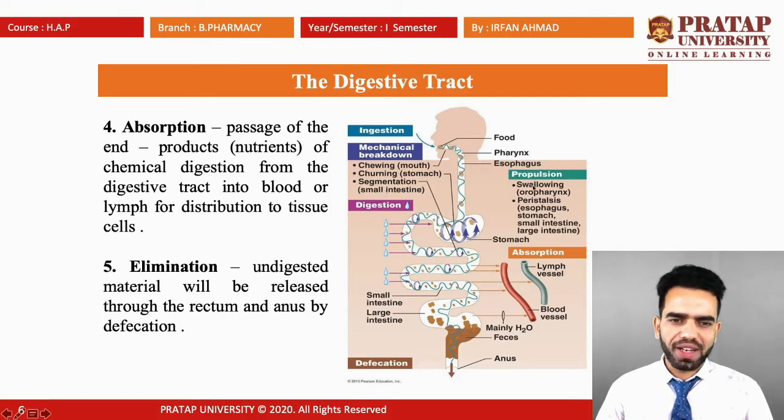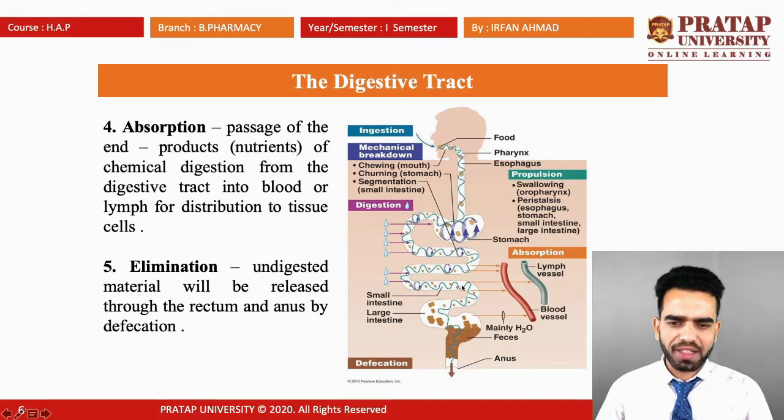Propulsion means swallowing via oropharynx, peristalsis by oesophagus, by stomach, by small intestines, by large intestines. So what peristalsis is? These are the zigzag movements which propel the food from one point to another point. Okay, so this is propulsion that occurs with the help of the peristalsis. Okay, so this is the stomach, which is a J-shaped organ, which we will study in detail in the digestive system. And here you can see absorption.